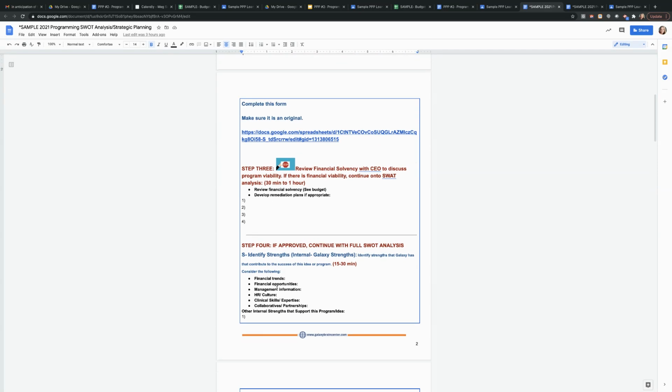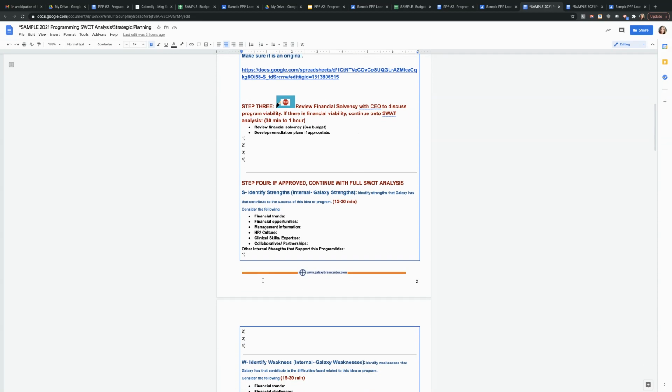So after we review it for step 3 and make a decision what to do, step 4, if we're approved to continue, you'll do a full SWOT analysis. And SWOT is strengths, weaknesses, opportunities, and threats. And so in this strengths section, this is about 15 to 30 minutes.